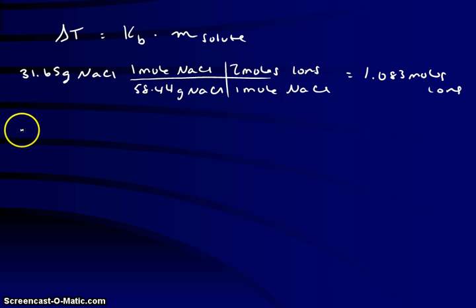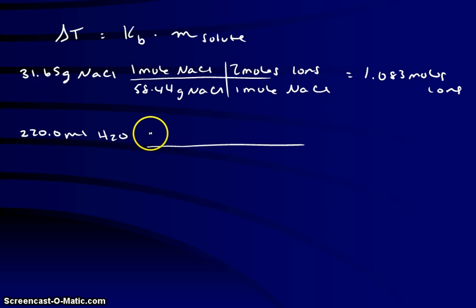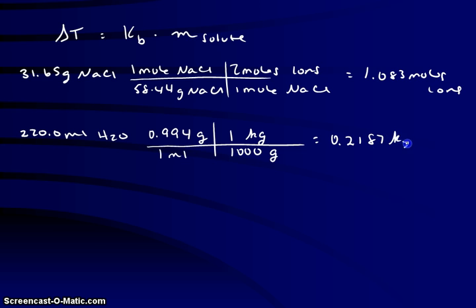Now we're going to take the 220 milliliters of water, and we're going to first convert that to grams because it tells us that the density is 0.994 grams per milliliter, and we know that there are 1,000 grams in 1 kilogram. So we're going to have 0.2187 kilograms of water.